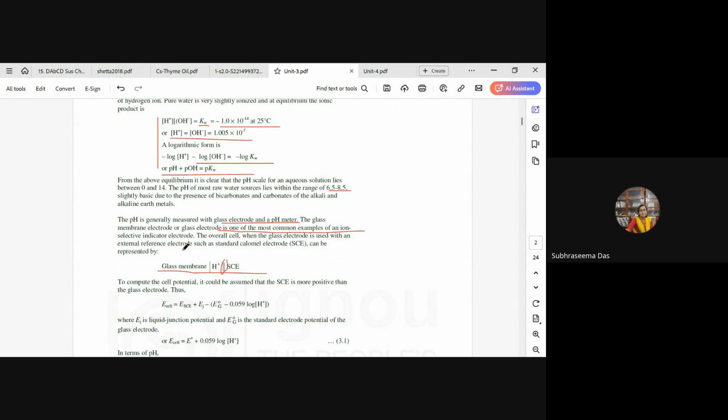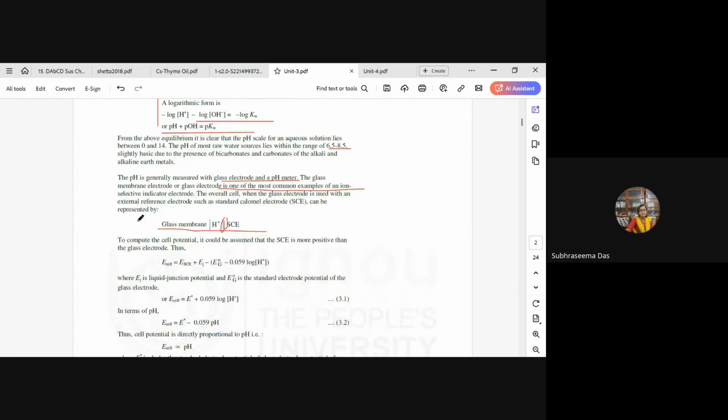Now to find the cell potential, we have to assume that the standard calomel electrode is more positive than the glass electrode. So the total cell potential becomes E cell is equal to the potential of the standard calomel electrode plus the potential of the liquid junction, and this is E0 minus 0.059 into log of H plus. This all comes from the Nernst equation.